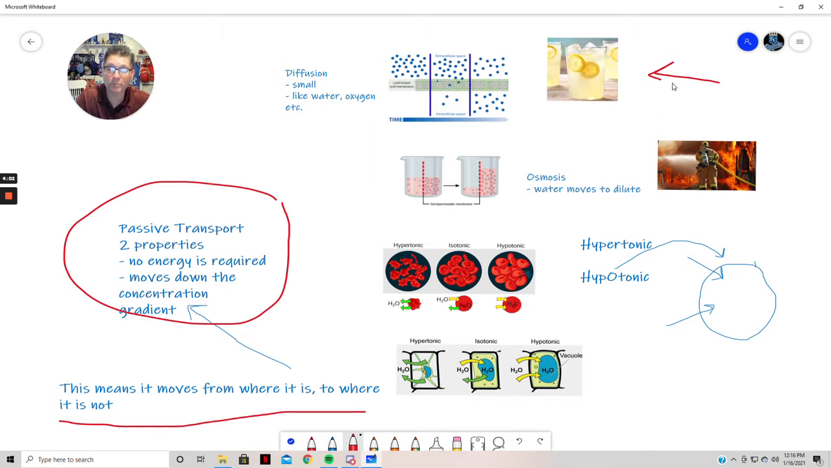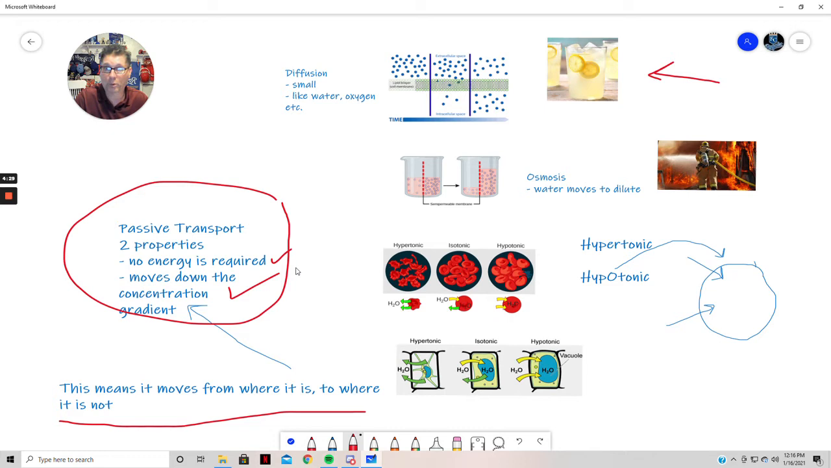Passive transport. The idea of it moving away from where it is out to everywhere else, equally in all directions, as long as it can. Obviously, if it's a powdery mix on top of the water, it can't move upwards. Okay, it's not a magician or anything. It's got to move through the medium that it can. So that's passive transport. No energy required. Check. Super important. Move down the concentration gradient.